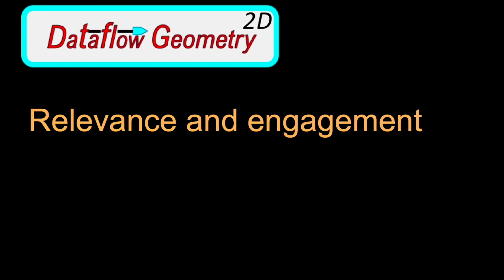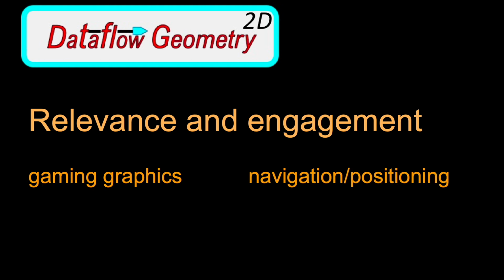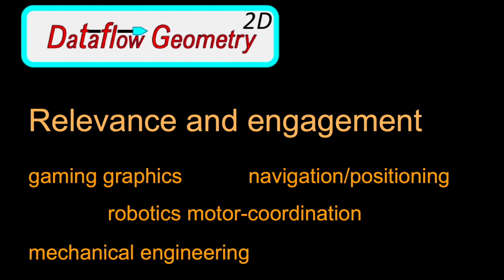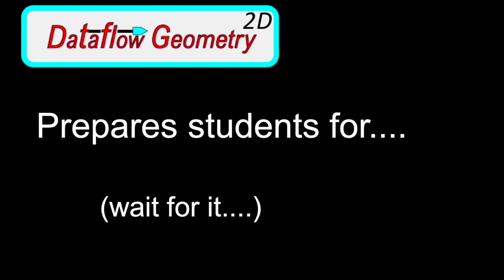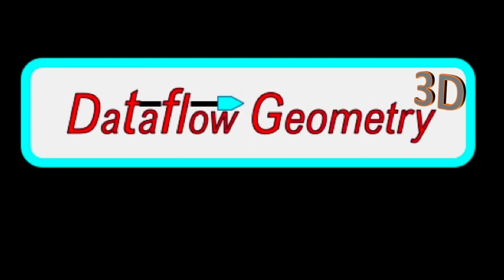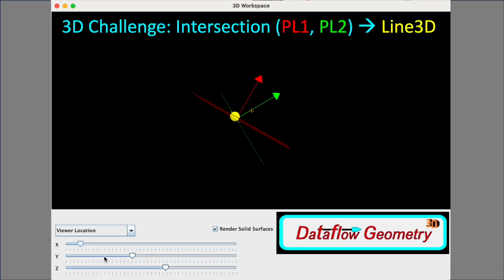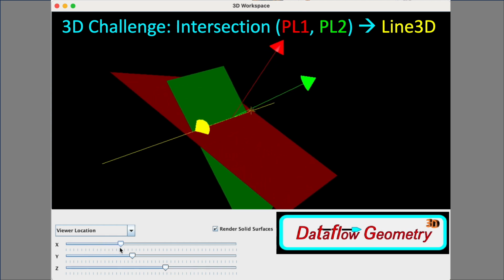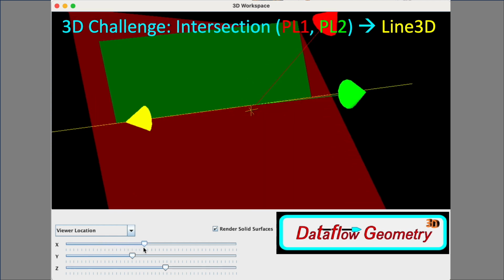Towards the end of the course, students will know enough to dive into applications such as computer graphics, navigation and positioning, robotics, mechanical engineering, and optical ray tracing. But 2D geometry is just the appetizer. Within a couple years, they'll be able to study Data Flow Geometry 3D, which in this problem you can see they're given two planes, one in red, one in green, and have to solve for the yellow intersection line.